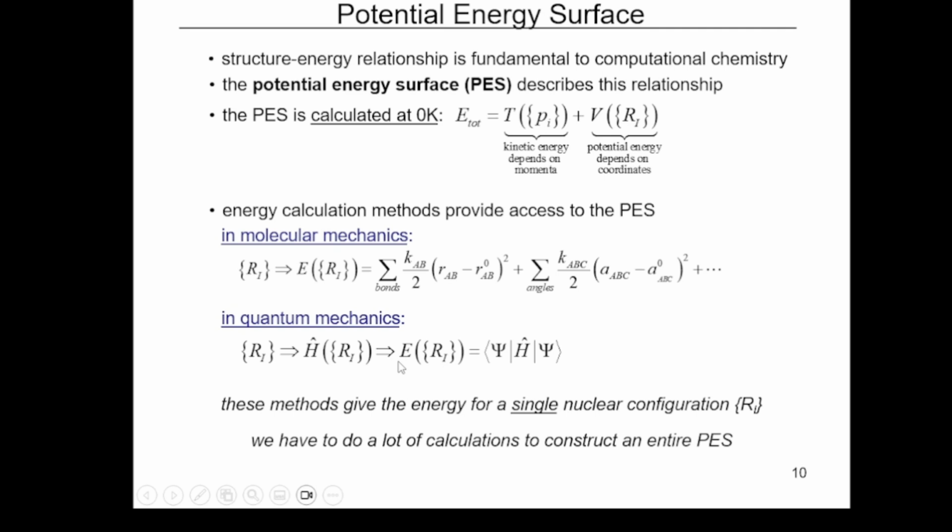So for a specific set of coordinates for nuclei, it has a specific energy. So you can see here, these methods give the energy of a single nuclear configuration. We have to do a lot of calculations to construct an entire potential energy surface. Now, you might be thinking that this might be something really complicated, but honestly speaking, you might have seen the potential energy surface in your high school.